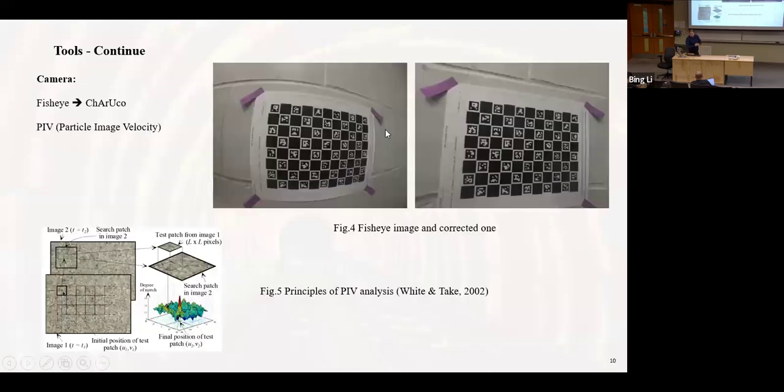And another tool that I'm using is a camera. As you can see, the left picture is a curvy shape picture, which is not good for image processing. So I faced a fisheye problem. This one is the fisheye problem. So using Tracco, I try to calibrate my camera to correct the picture to this one. Then I use particle image velocimetry to track the pixels in each picture.